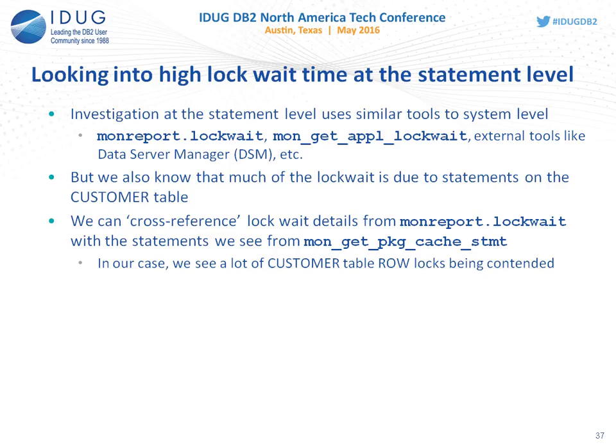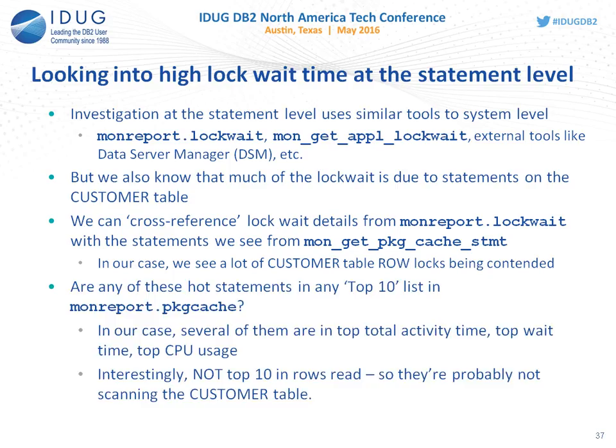We can see that a lot of customer table row locks are being intended. Okay, so that doesn't help us all that much, maybe helps us a little bit. We get some hot statements that have high lock wait time that refer to customer. Are they any of our other bad actors? We can look them up in our other top 10 lists like CPU and rows read and all that stuff.